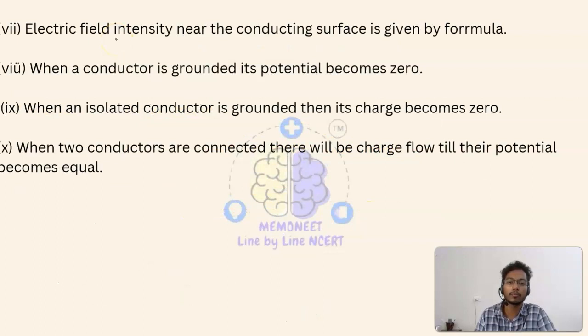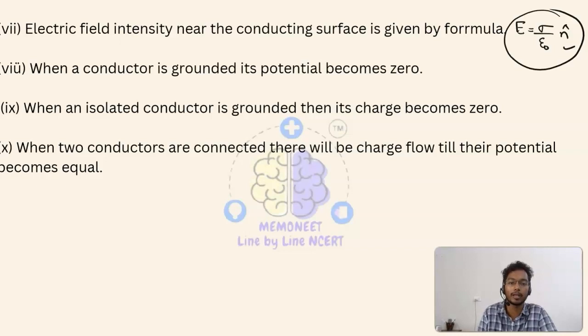The electric field near the conducting surface is given by the formula E is equal to sigma upon epsilon naught n cap, where n cap represents the direction, and in magnitude E equals sigma upon epsilon naught. Sigma is the surface charge density. Okay. When the conductor is grounded, its potential becomes zero, because we are taking the potential of earth as zero. When it is grounded, the potential will become 0.